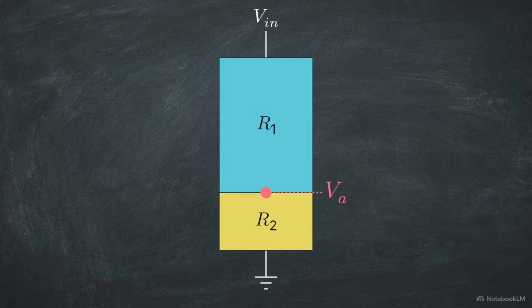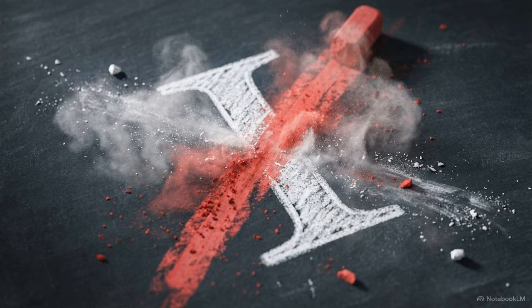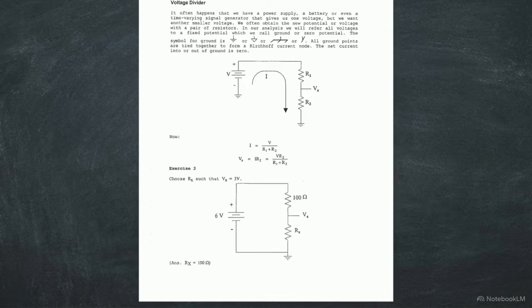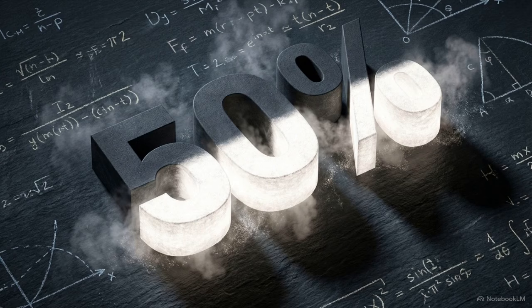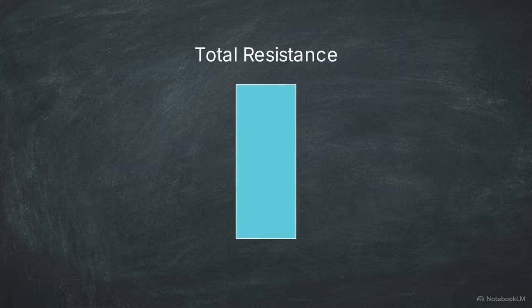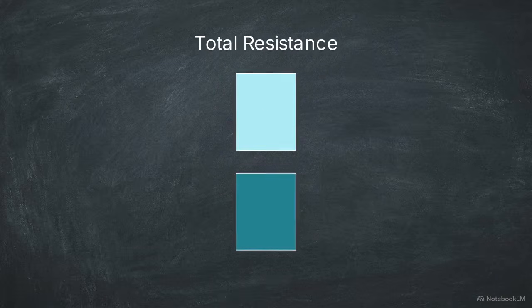The voltage at that middle node is dictated entirely by the ratio of the two resistors. The actual current cancels itself out of the equation. This exercise illustrates a practical engineering objective, taking a 6-volt power source and stepping it down to exactly 3 volts at node VA. The calculation is clean and simple. To cut the voltage exactly in half, the total resistance simply needs to be equally divided between the top and the bottom.